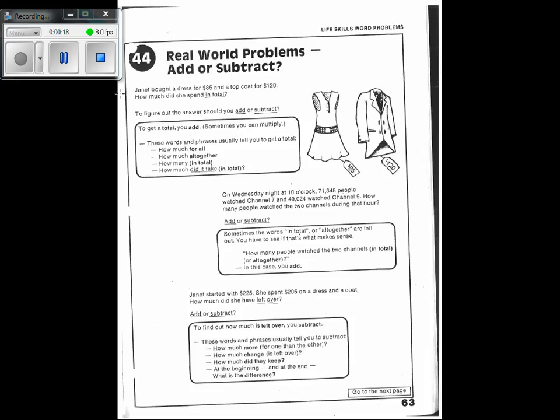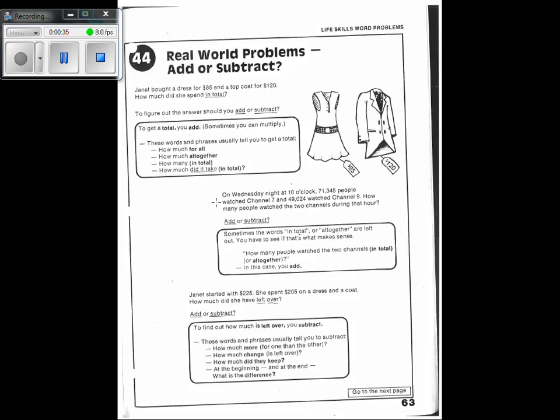To get a total, you add, but sometimes you do multiply. These are words and phrases that usually tell you to get a total. How much for all? How much altogether? How much in total? How much did she make in total?